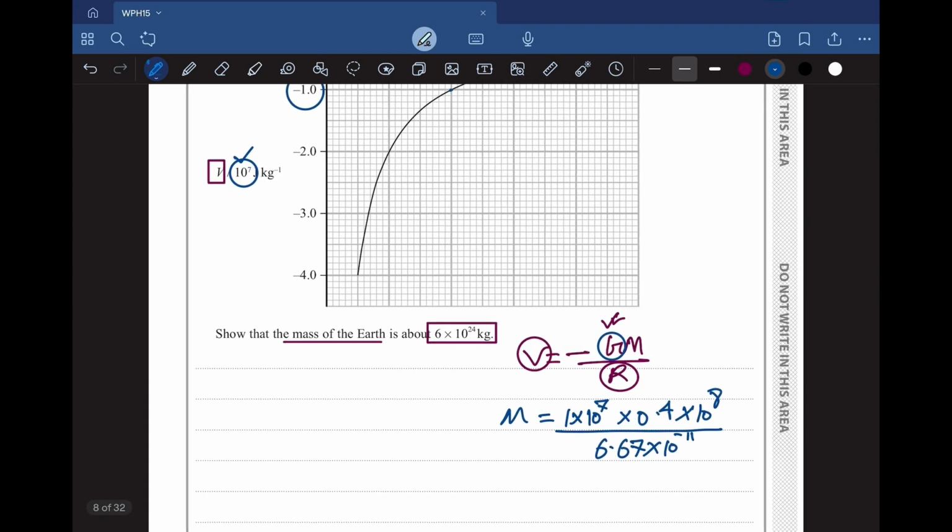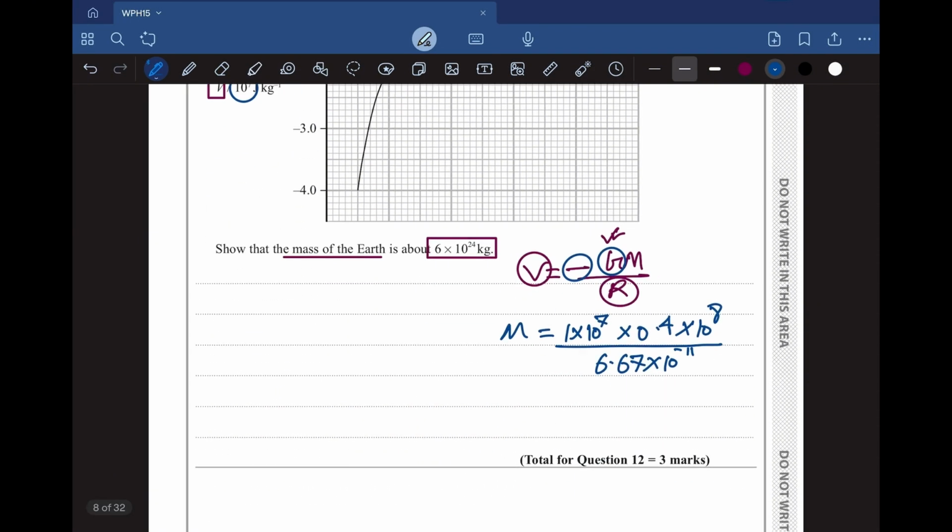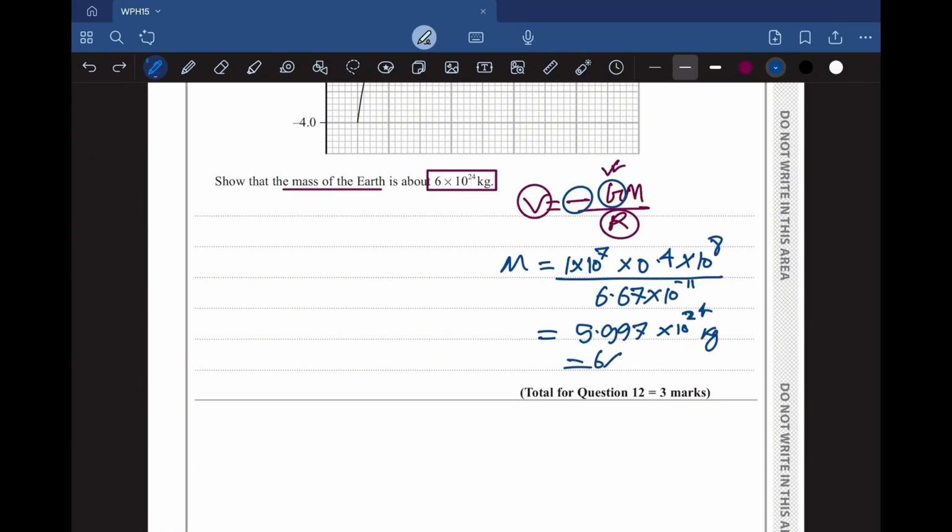And you might ask me, why did I write positive right here? Because this negative was cancelled out by this negative value, that's why it has become positive. So the answer will be 5.997 into 10 to the power 24 kg. We will write it down as 6 into 10 to the power 24 kg.